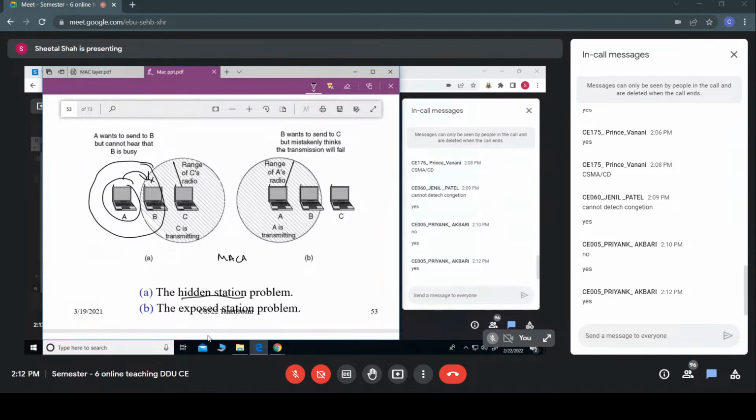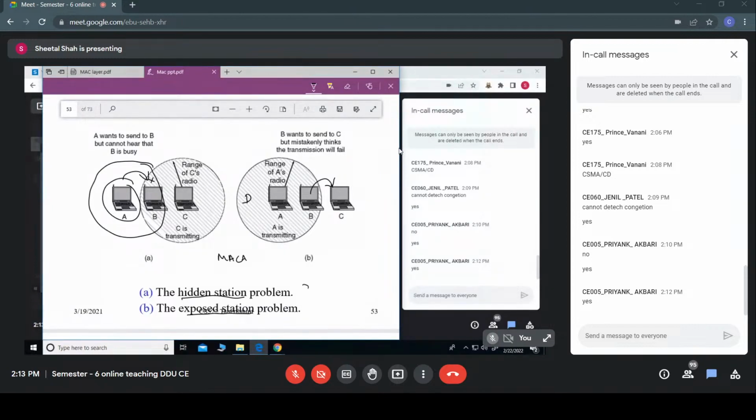Now assume the next type of problem, which is the exposed station problem. In the case of the exposed station problem, A wants to transmit some data to some station, say suppose D, which is in its range. And B also wants to transmit some data to station C. Now, when B senses the channel, it will find that the channel is busy, but actually it could have sent without any problem to station C, isn't it? Because C is not in the range of A. So this type of problem is known as the exposed station problem.